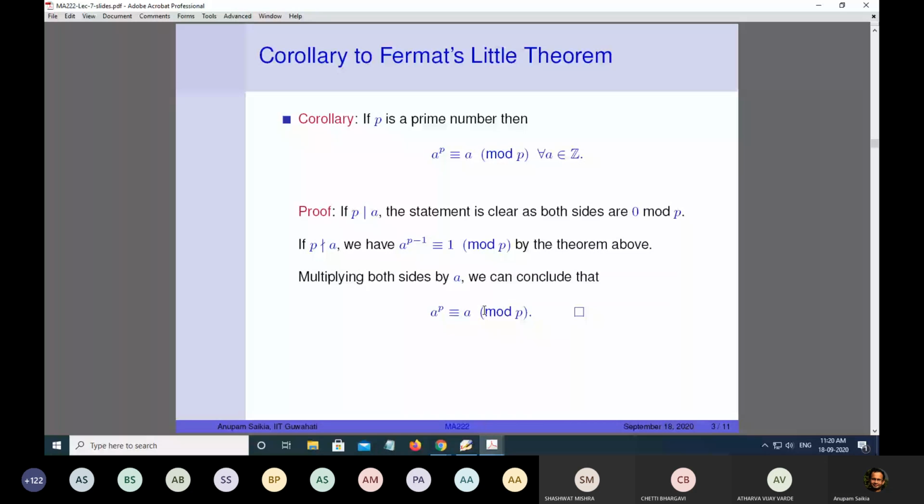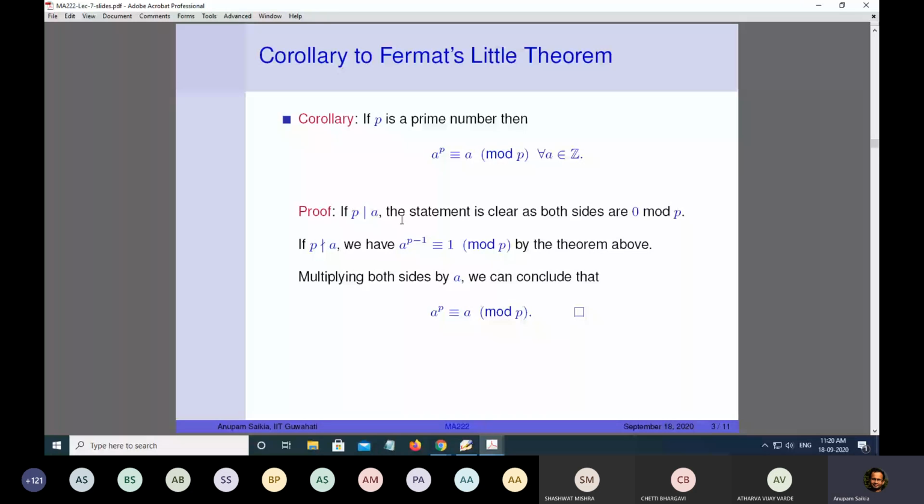And when A is coprime, I can cancel A, because from this statement I can go back to the other one: I can cancel this A and this A from here, so I get this. So I can go back and forth here. I can call this the theorem and the other one the corollary, but it's better to stick to the version that we had.